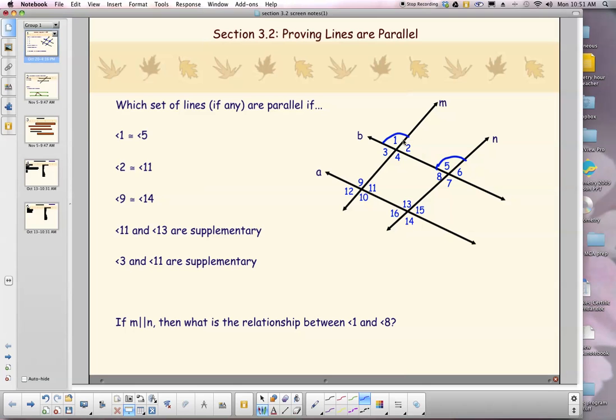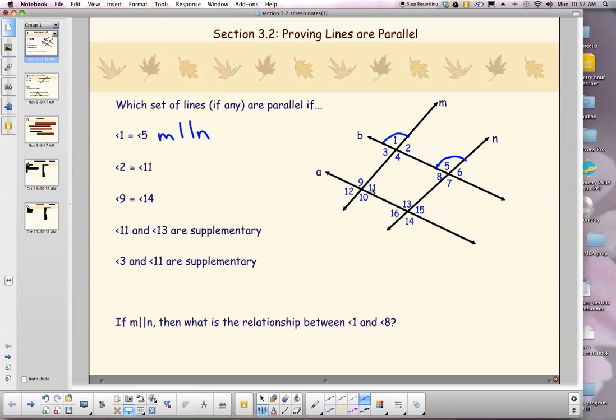So corresponding angles sit on the same side of the transversal, which means B is the transversal. And that leaves M and N to be the lines that have to be parallel. If 1 equals 5, then lines M and N would have to be parallel. Okay, that's how that would work.